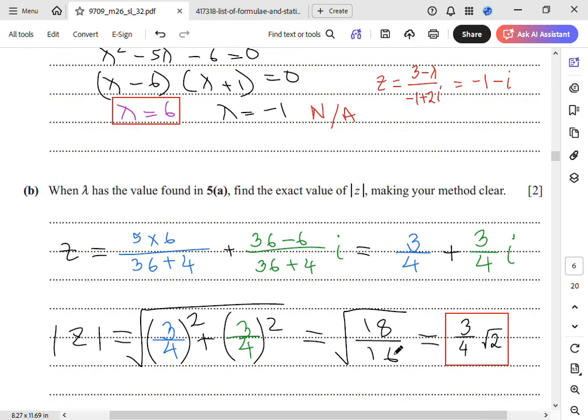You'll get 4. If you square root 18, 18 is 9 times 2, right? So the square root of 9 is 3 and root 2 remains as it is. So that's your exact value.